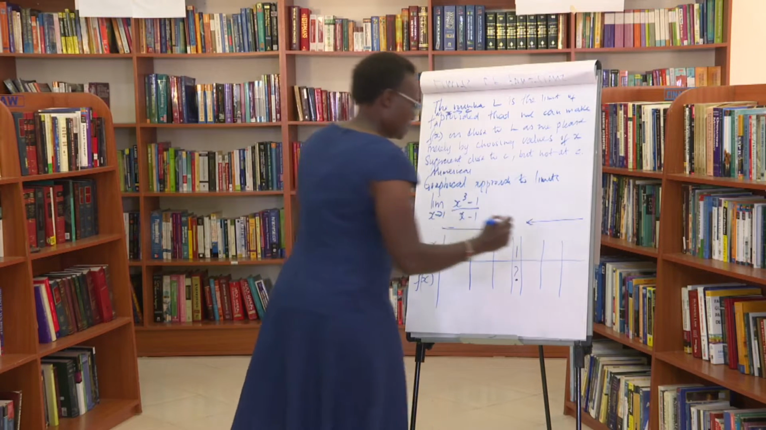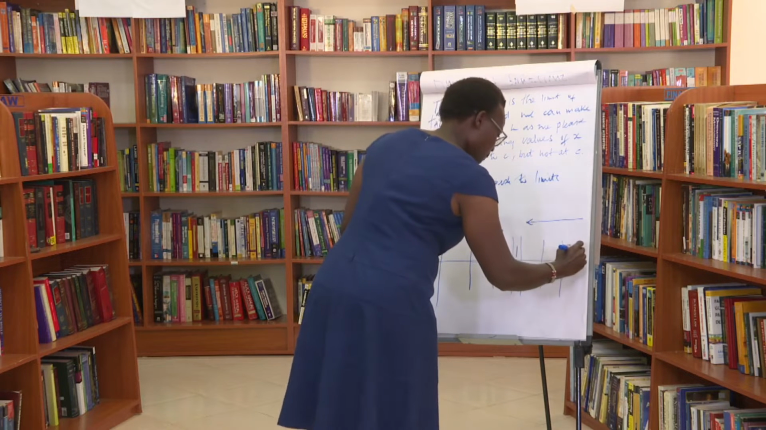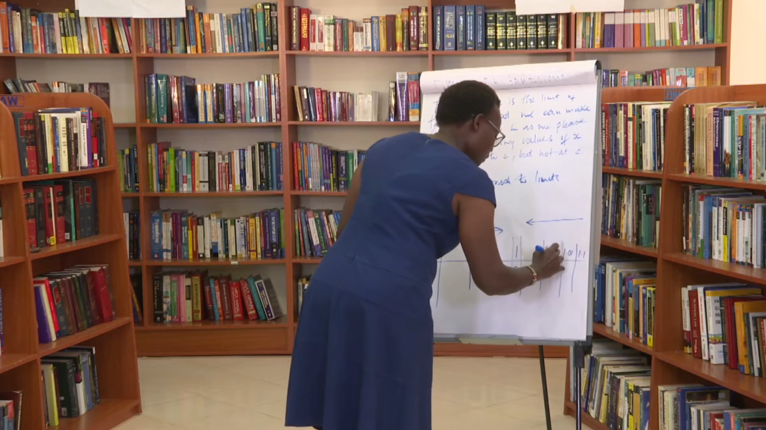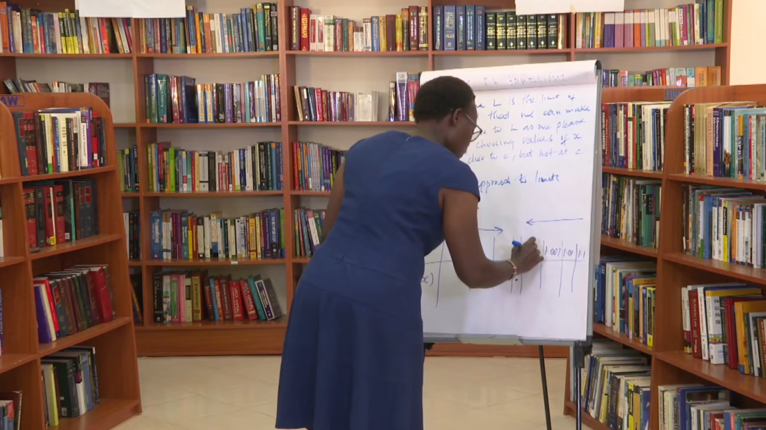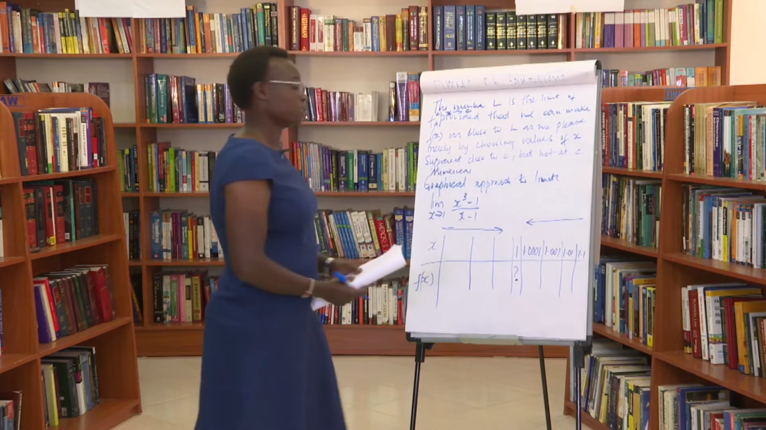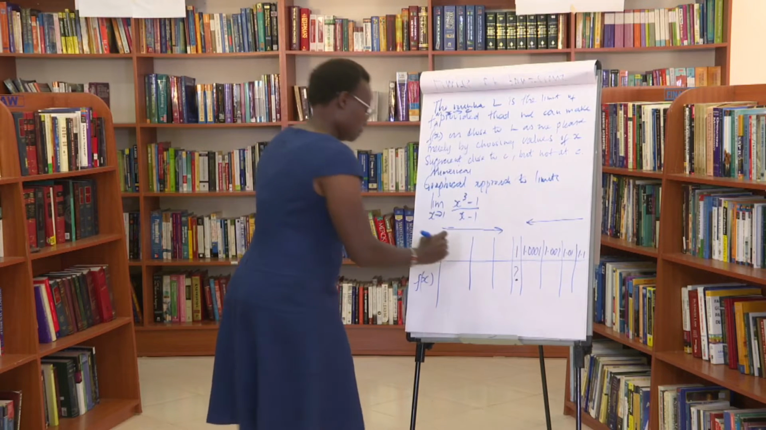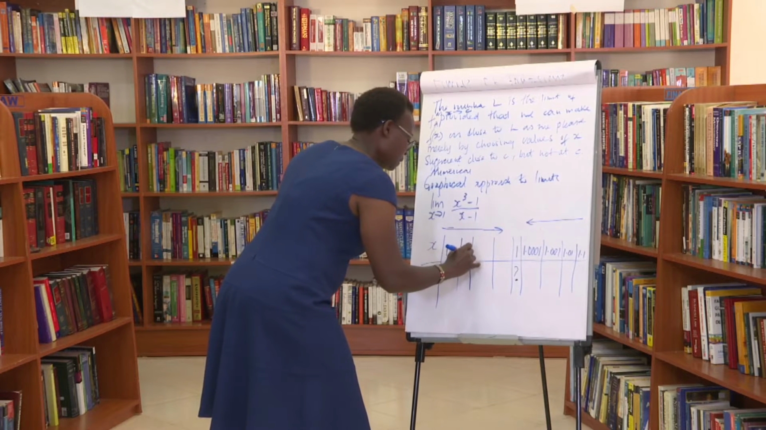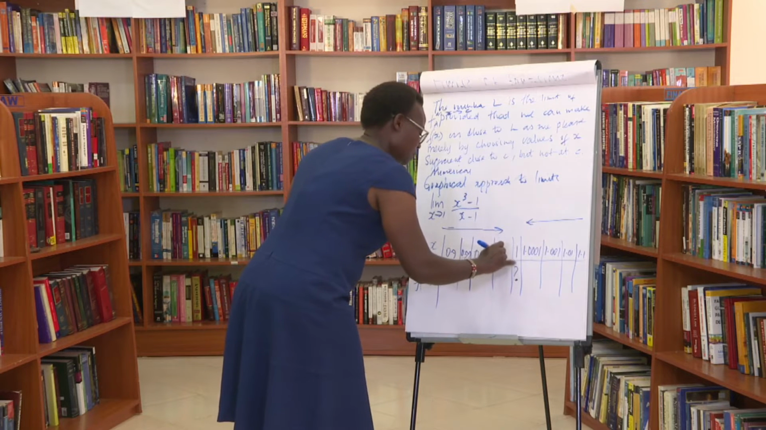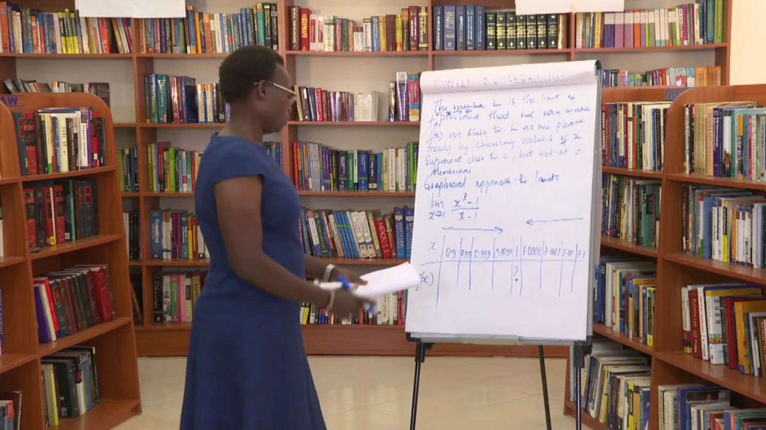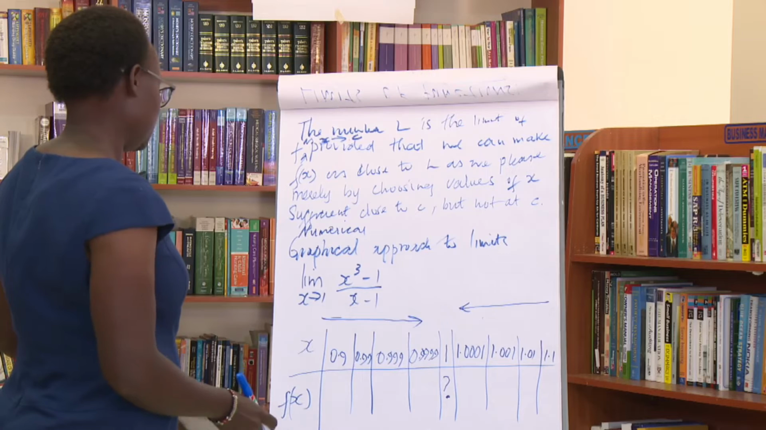So this side we can pick 1.1, 1.01, 1.001, 1.0001. So we can see that those values are moving closer and closer to 1. And this other side, we can pick 0.9, 0.99, 0.999, and 0.9999. So very clear from both sides, those values are moving towards 1.